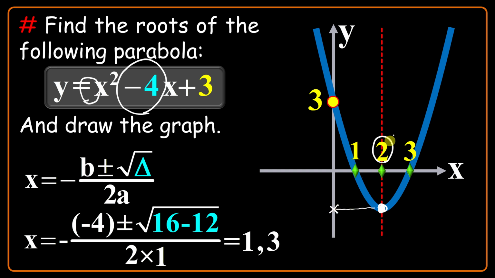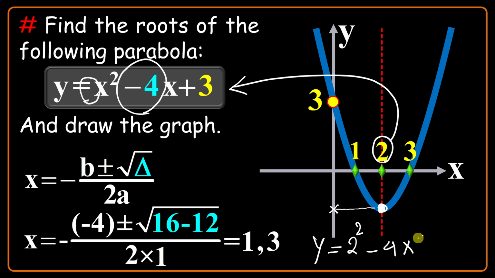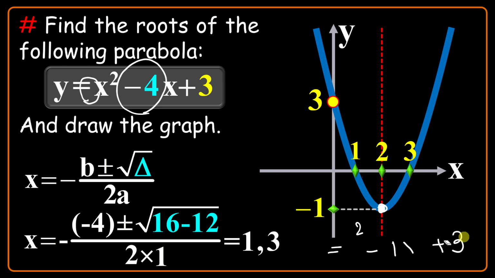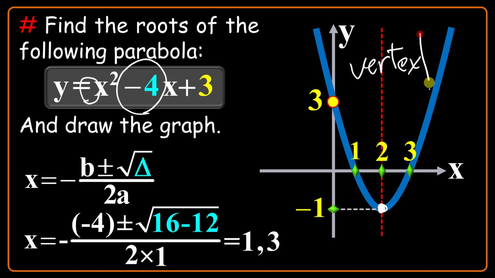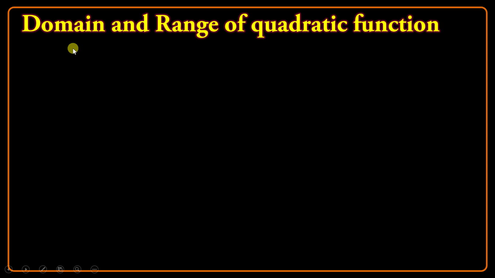It's very easy. Just put the 2 in the equation. So y must be x squared, which is 2 to the power of 2, minus 4 times 2 plus 3. That's all. So it seems to be negative 1. So the vertex has the coordinates of, let me write it, x equals 2 and y equals negative 1. That's all.